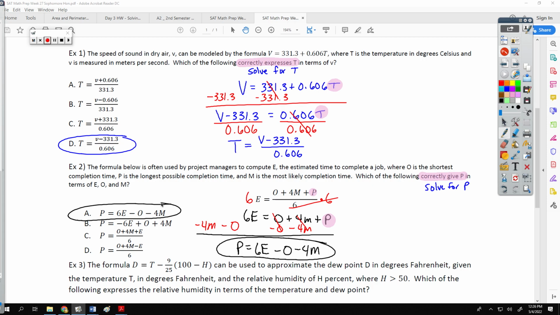So again, that's what we're looking at here. They give us an equation. They tell us which variable to solve for. All we have to do is apply our algebra knowledge to solve that equation for the specific variable that they're talking about, to isolate that variable. Okay, on to example 3.